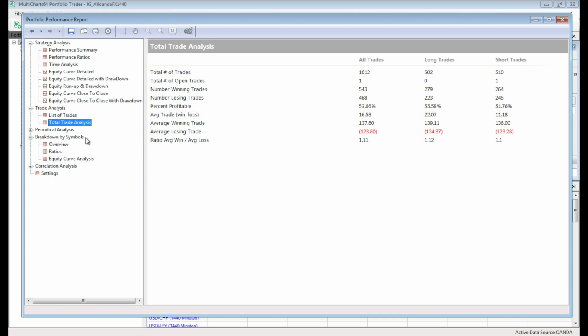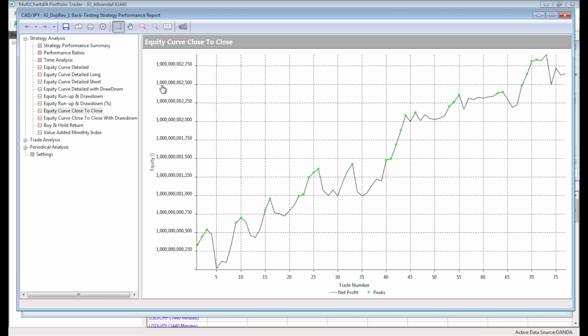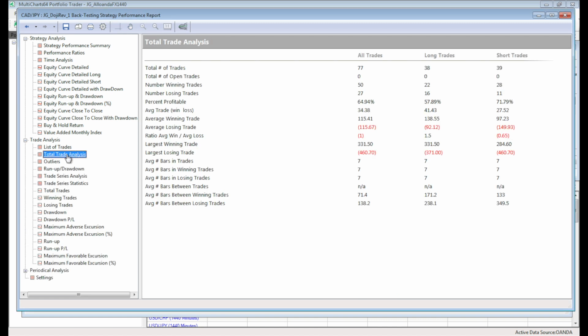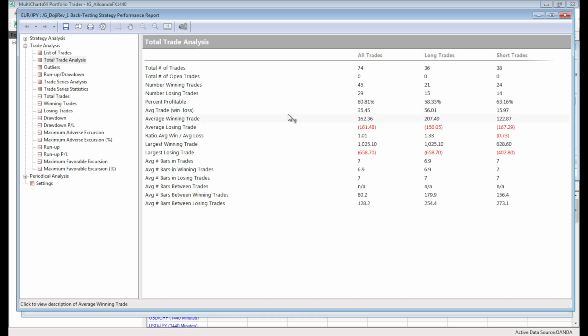But let's look at the individual Forex pairs too. Australian dollar, US dollar, not profitable. Canadian, Japanese yen, profitable again. Let's have a look at that. There's the equity curve close to close. So that's pretty good. Percent profitable, 64%. Average trade of 34 pips, that's large. So that's a good result for that one. Euro pound, not profitable. Euro yen is profitable. Large enough average trade, 60% win rate.